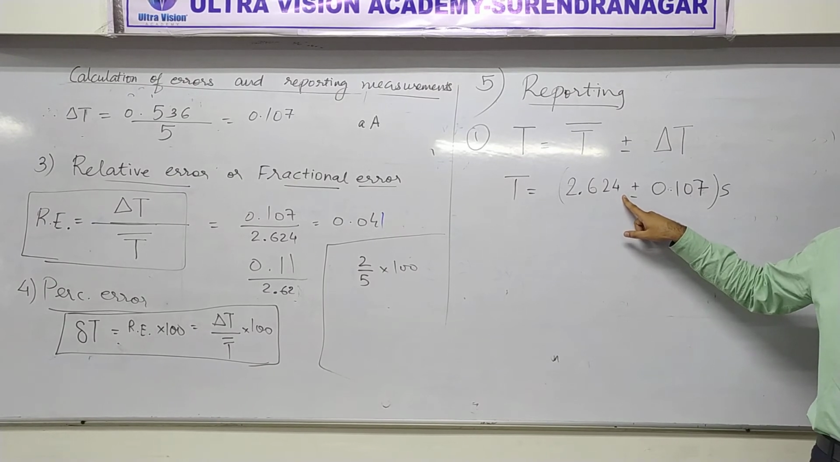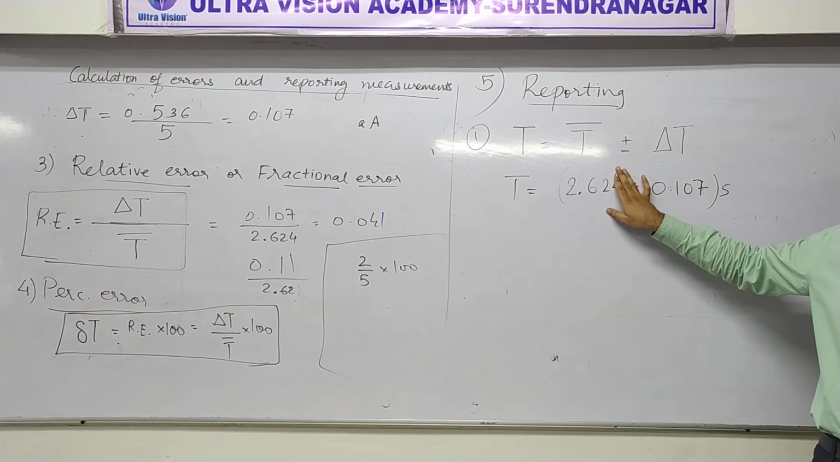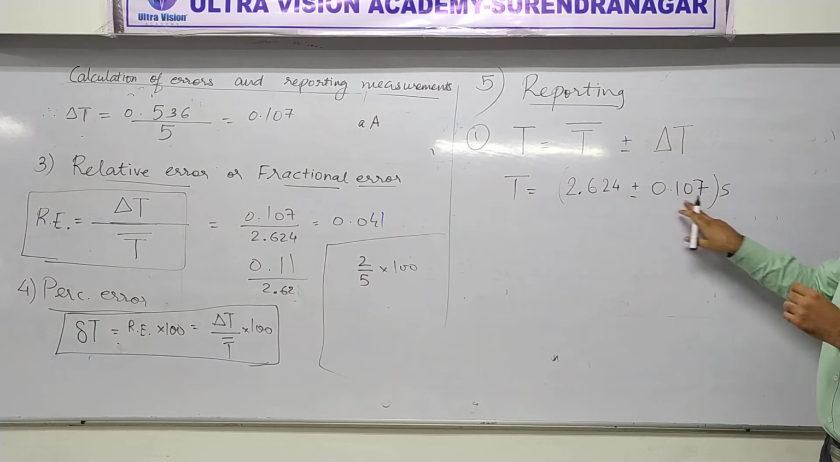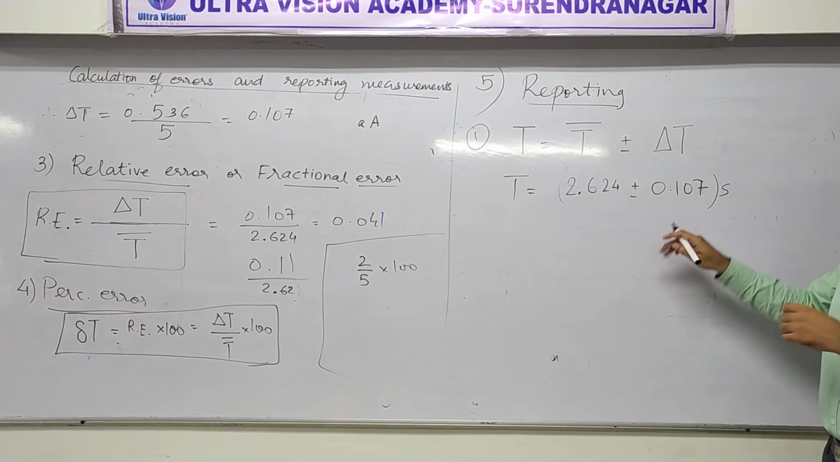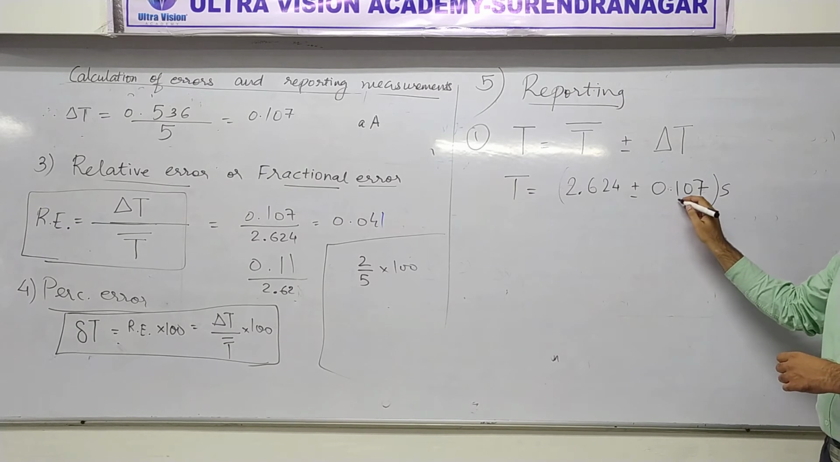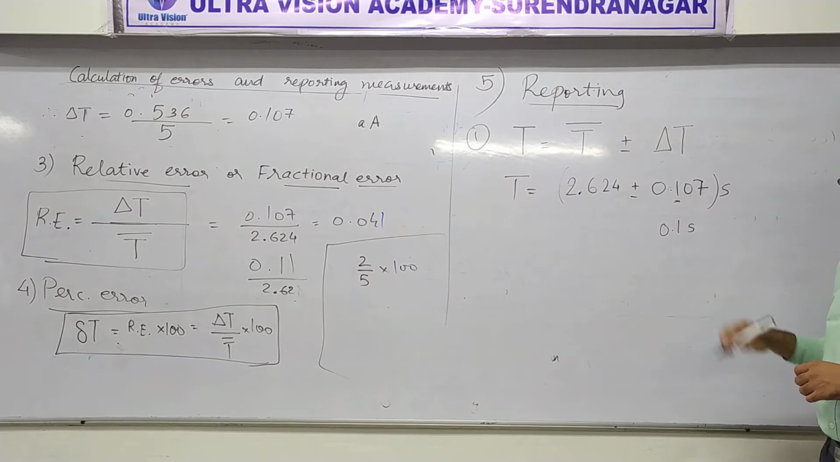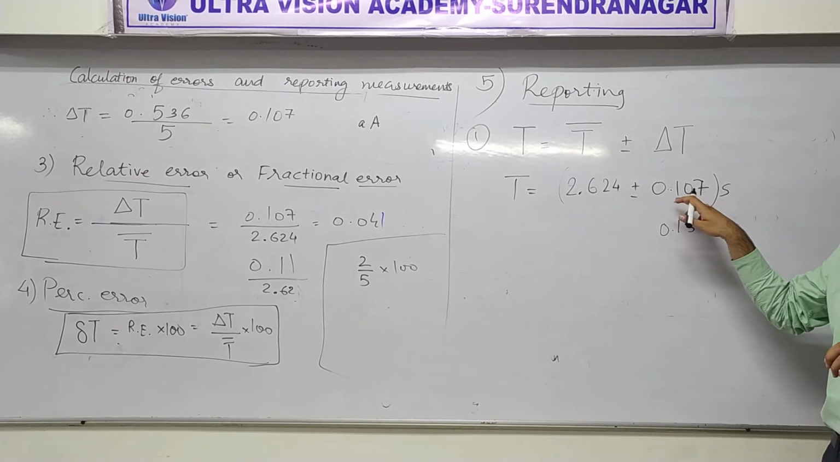Do you remember? At the start I told you that there are only 2 digits after the point. Correct? One more thing: look at this error, the average value of the error. We are getting an error definitely of about 0.1 second. Yes or no? About 0.1 second.